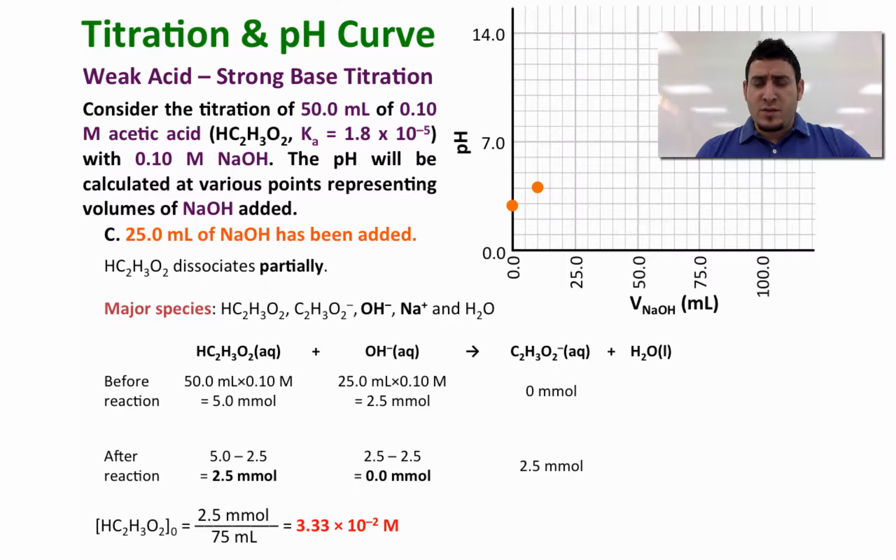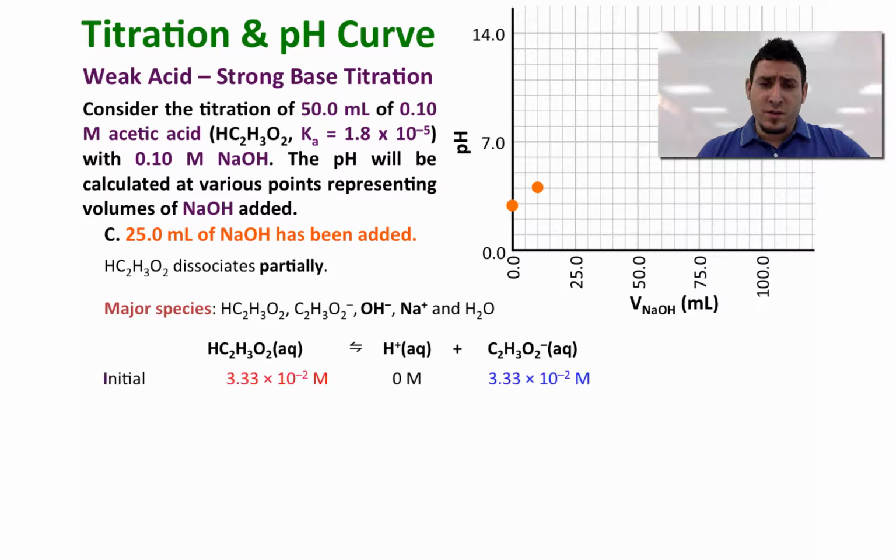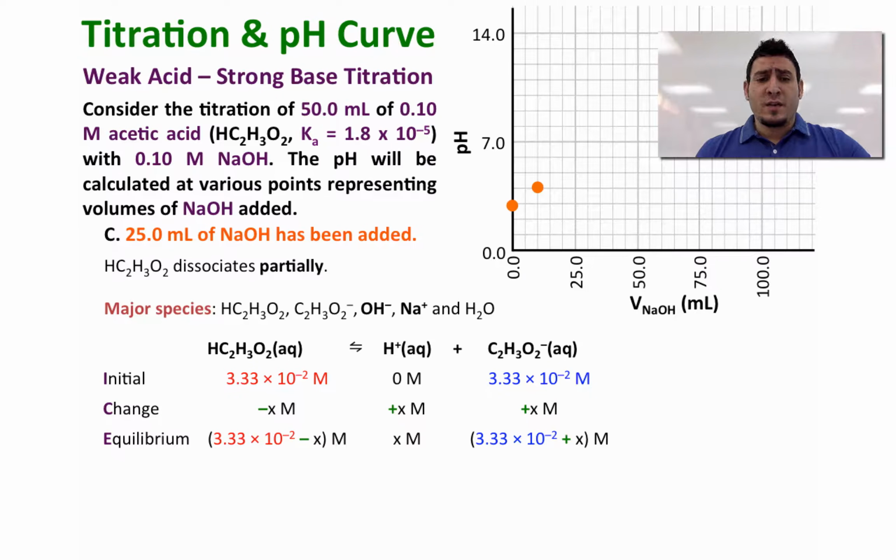I can find the concentrations of acetic acid and acetate, and I will use them again in the equilibrium problem as my initial concentrations. In a similar way, when X molar of the acetic acid dissociates, at the equilibrium the concentration of acetic acid is 3.33 times 10 to the power minus 2 minus X, the concentration of H plus is equal to X, and the concentration of acetate is equal to 3.33 times 10 to the power minus 2 plus X molar.